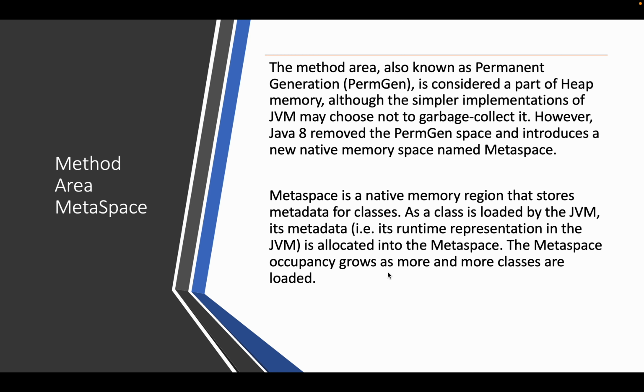So a meta space is a native memory region that stores metadata for classes. As a class is loaded by the JVM, its metadata, e.g. its runtime representation in the JVM, is allocated into the meta space, and the meta space occupancy grows as more and more classes are loaded. When reflection is done, some of those frameworks will introspect the meta space to get the structure of that particular class they are trying to do reflection on.